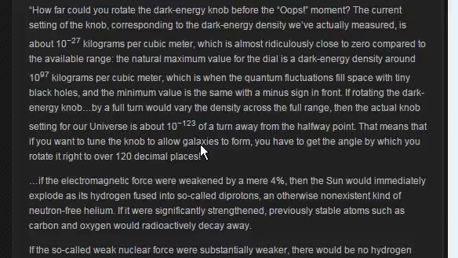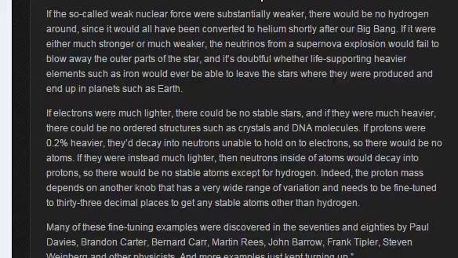If the electromagnetic force were weakened by a mere 4%, then the sun would immediately explode as its hydrogen fused into so-called diprotons and an otherwise non-existent kind of neutron-free helium. If it were significantly strengthened, previously stable atoms such as carbon and oxygen would radioactively decay away. If the so-called weak nuclear force were substantially weaker, there would be no hydrogen around, since it would all have been converted to helium shortly after our Big Bang.